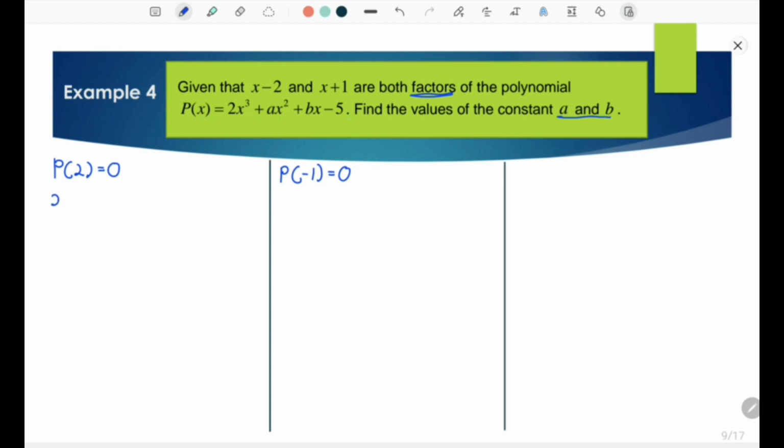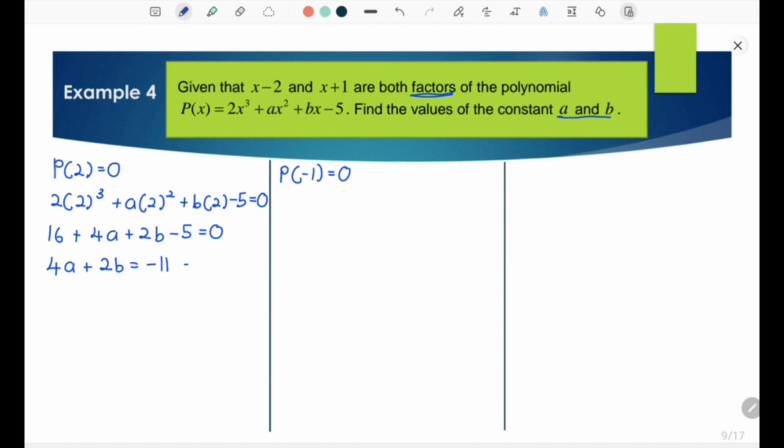So we have 2 times 2 cubed plus a times 2 squared plus b times 2 minus 5 equal to 0. So we have 16 plus 4a plus 2b minus 5 equal to 0. Rearrange, we're going to have 4a plus 2b equal to -11 as the first equation.